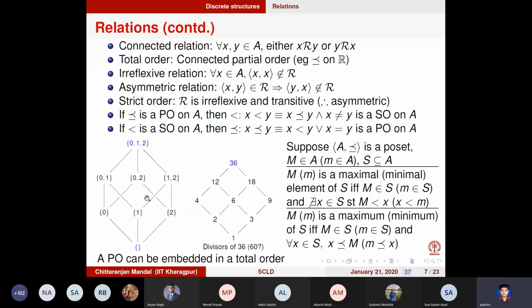This is integer divisibility. This is a divisibility relation. So you take 36 and write down all the factors of 36: 1, 2, 3, 6, 4, 9, 12, 18. There is an edge if the lower number divides the upper number. So 1 divides 3, 1 divides 2, 2 divides 6, 2 divides 4, 3 divides 6, 3 divides 9, 6 divides 18, 9 divides 18, 6 divides 12, 4 divides 12, 12 divides 36, 18 divides 36. So this is the partial order set. This is the partial order Hasse diagram.